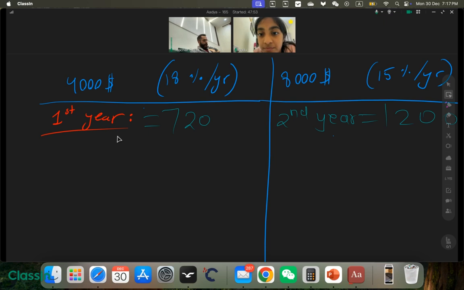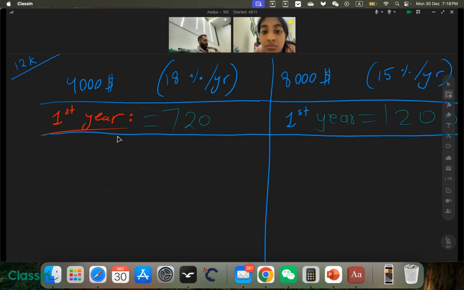Now, we said that the first year, no, not second year. Why did you write second year? This is still in the first year. We didn't do second year yet. We're still at the first year. First year, you took 12K. You took 12K, $12,000. K is thousand. You took 12K.